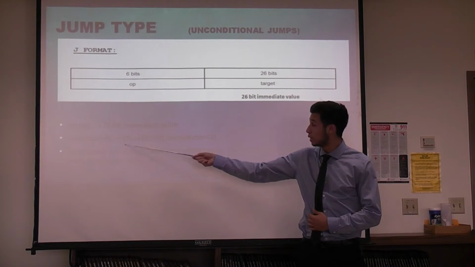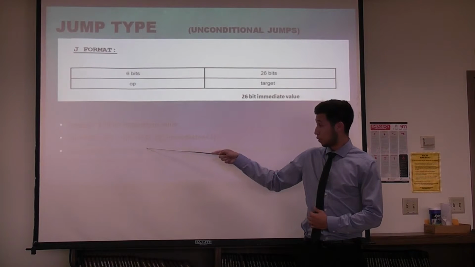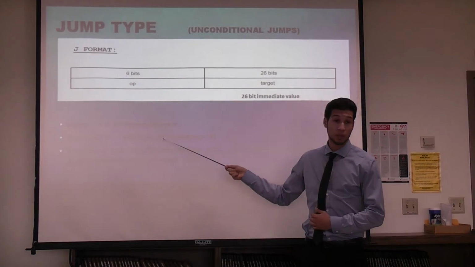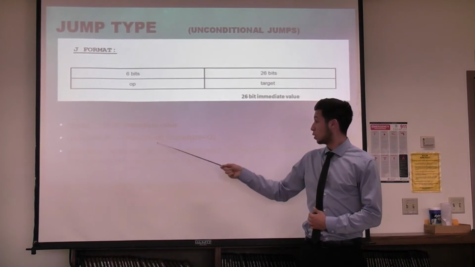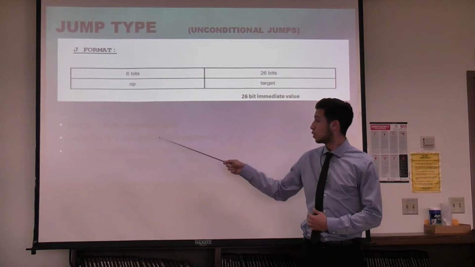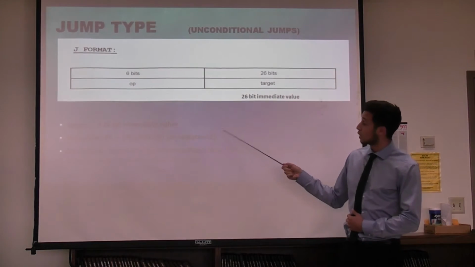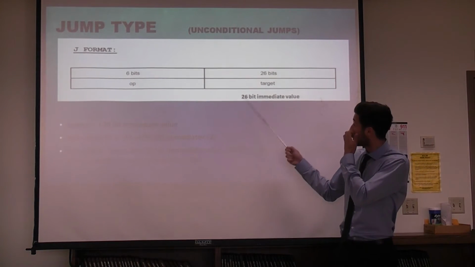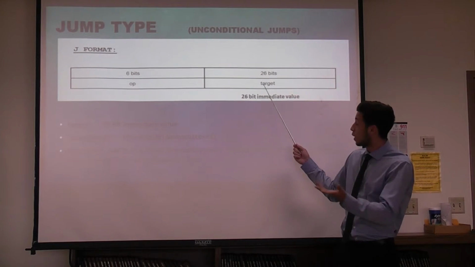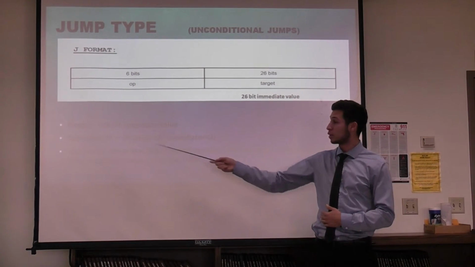We have PC getting loaded with a concatenation of PC plus 4 and the most significant bits of the instruction register, because each word in memory is 32 bits, so 4 times a byte equals 32 bits. And the immediate value is shifted left twice, because the immediate value is a 26-bit value, and we want it to be 28 bits to equal the total 32-bit width of the PC register.